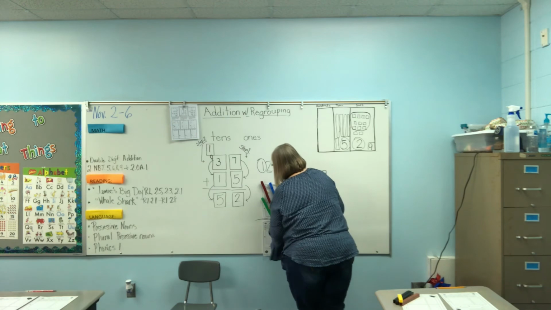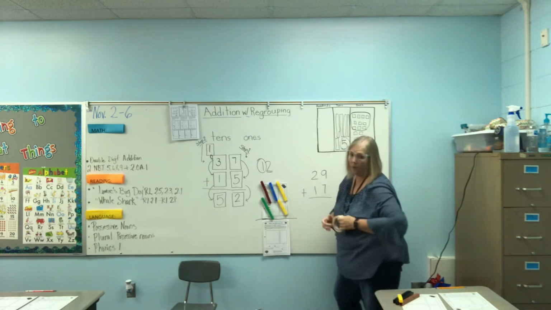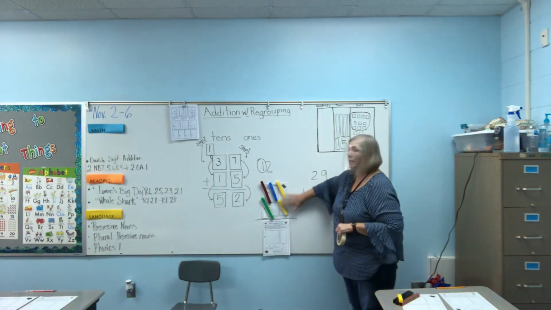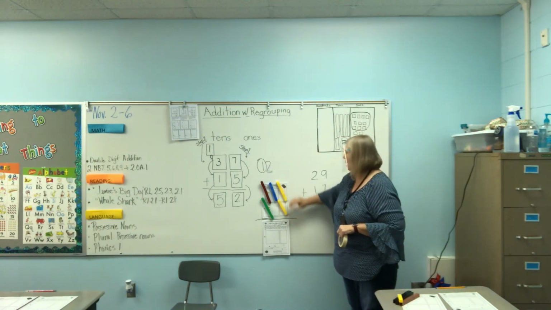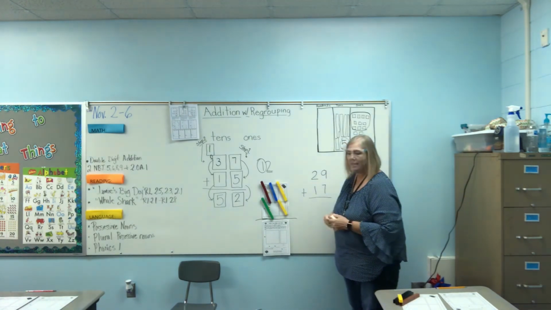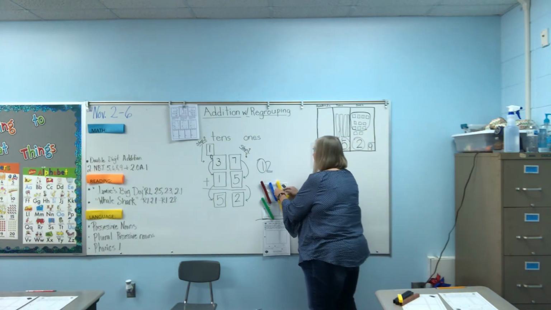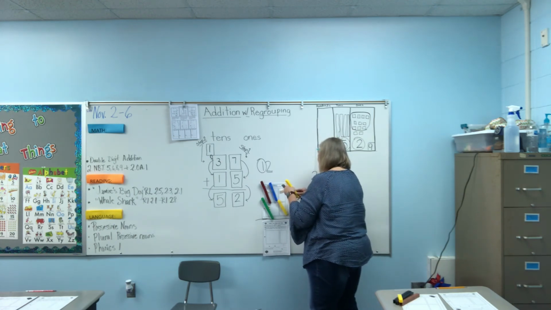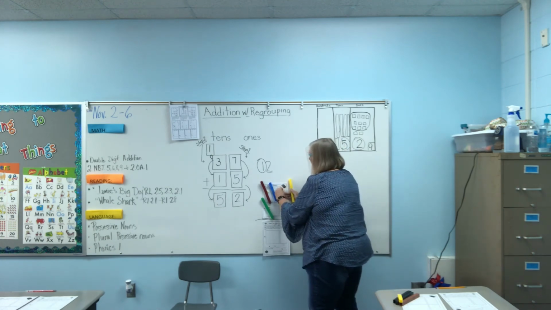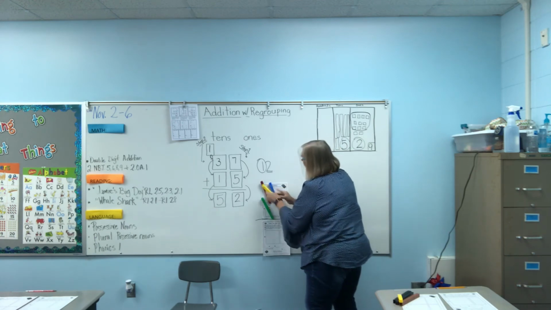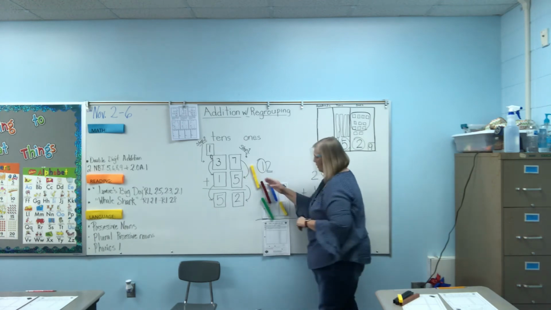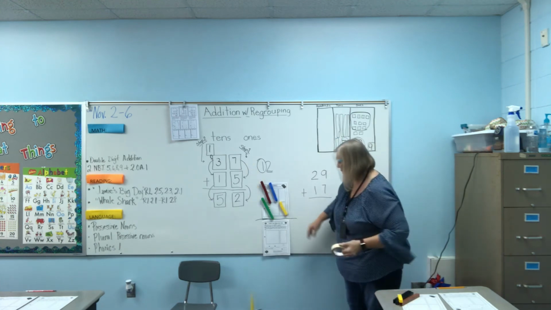Alright, so first of all, let's look at our bricks in the ones columns. 9 plus 7. We know if we have 9 that we're going to need to take 1 from the set down here to make 10. And we're going to need to move it over here to add it to our 10s. So how many?